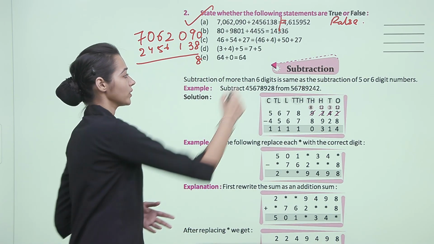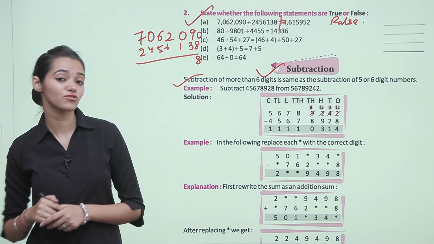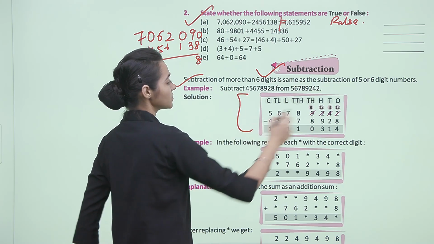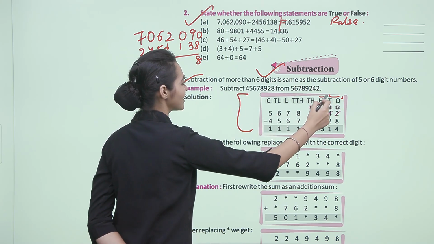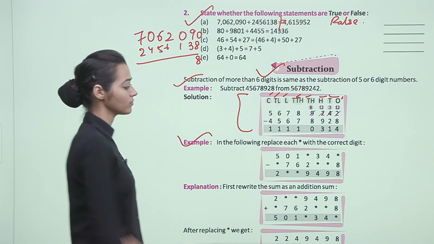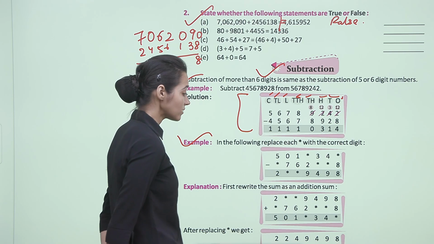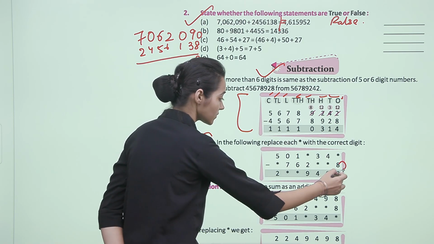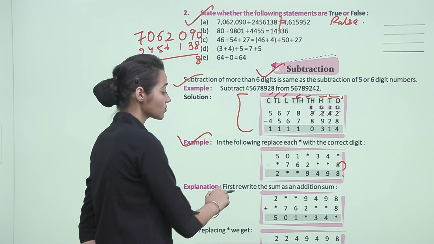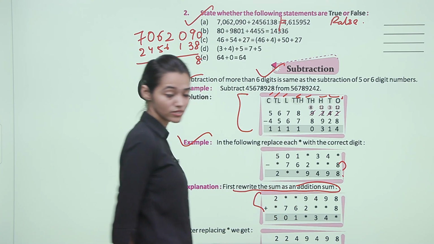Now let's start with subtraction. Subtraction of more than 6 digits is the same as the subtraction of 5 or 6 digits. For example, here we are subtracting these terms, firstly ones, tens, then 100, 1000, 10,000, lakh, 10 lakh, and then crore. Now in the next one, we have to replace the stars with the correct digits. What must be subtracted from this to get the answer as 8? So we will first rewrite the subtraction as an addition sum. So here we are writing them as an addition sum.